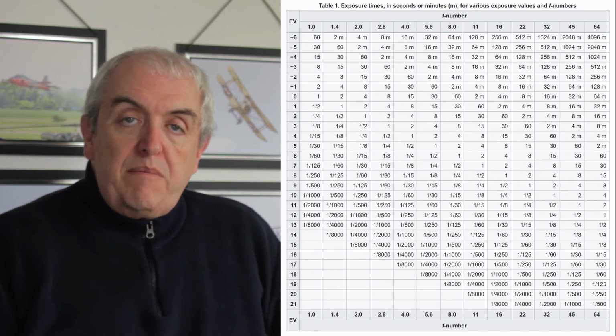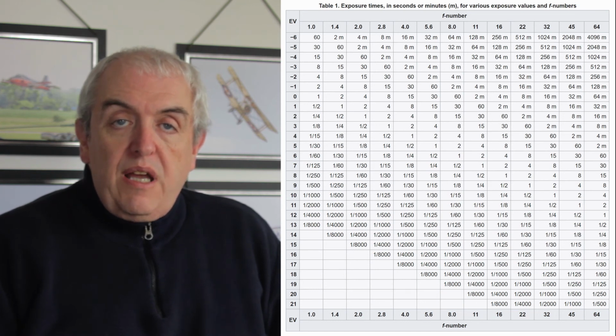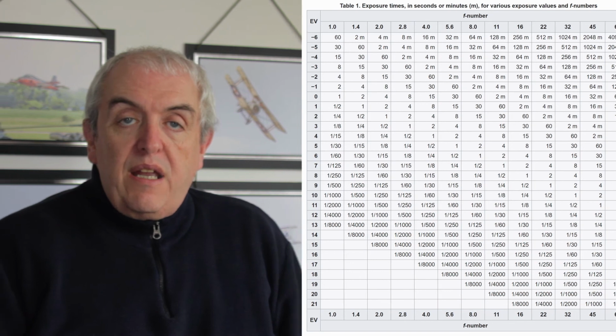At the same time, exposures of 1/250th of a second at f2.8, a 60th at f5.6 and an 1/8 of a second at f16 are all EV11. Remember that with apertures, the larger the diameter of the hole, the smaller the f number.